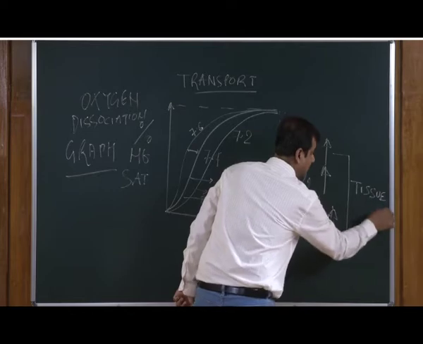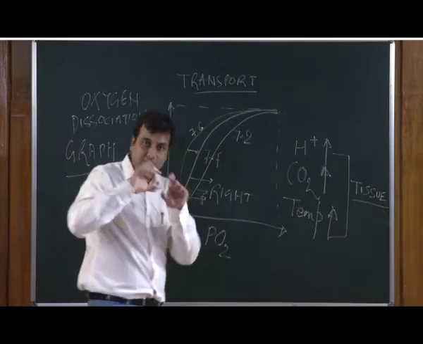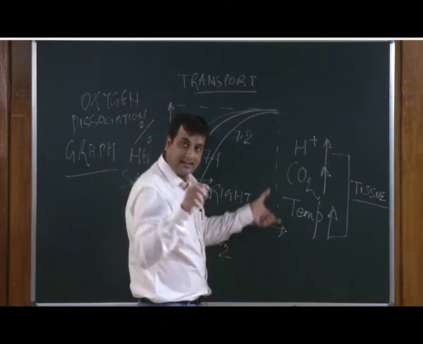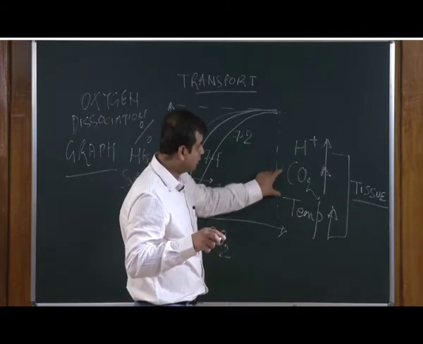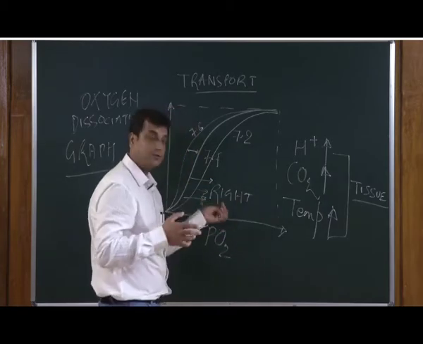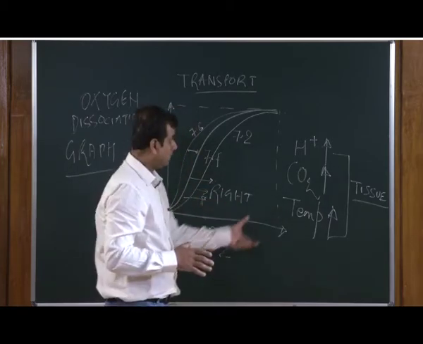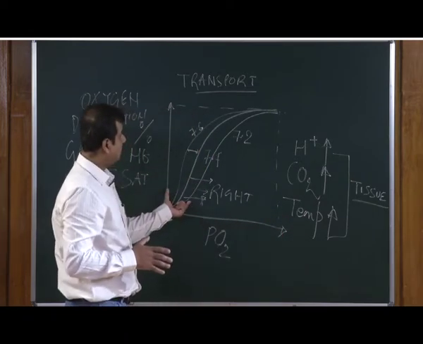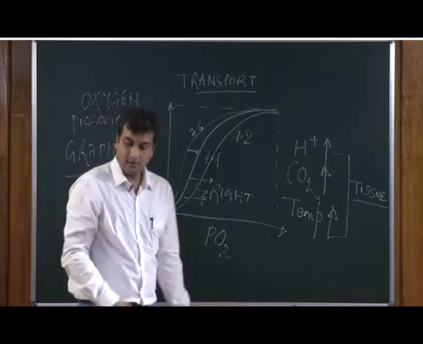These three conditions are quite common at the level of tissue capillaries. In tissue capillaries, the tissue where the exchange of gases is taking place, the H plus, CO2 and temperature are very high, and because of this, the whole graph is shifting towards the right side. So, this is what is important in understanding this oxygen dissociation curve.